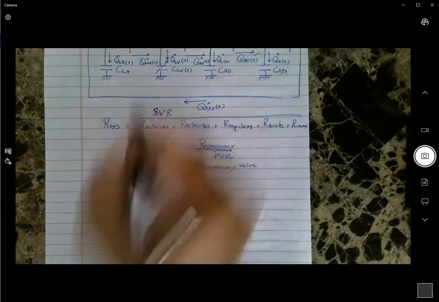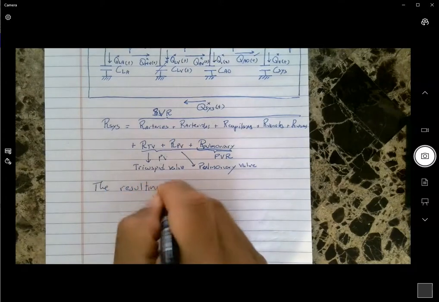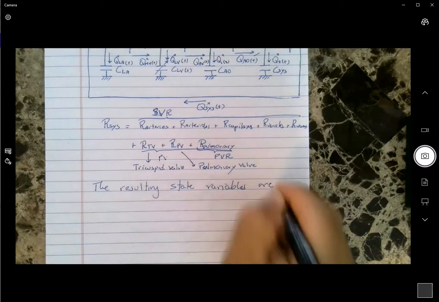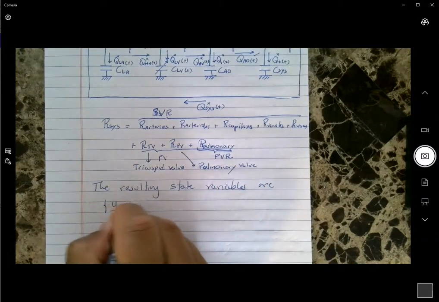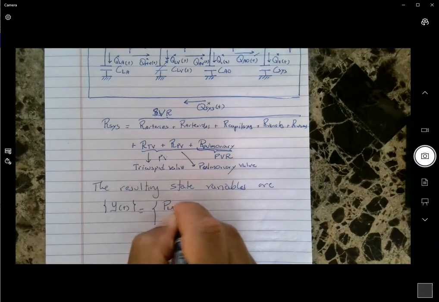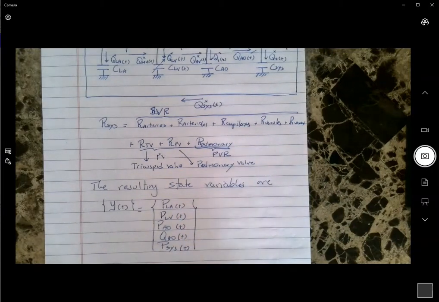So if we use the same order, the resulting state variables are as follows. So Y of T is equal to pressure of the left atrium, pressure of the left ventricle, pressure in the aorta, flow through the aorta, which is essentially the ejection from the heart, and the systemic pressure.